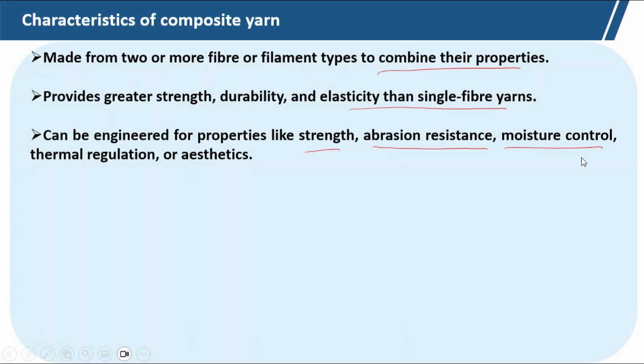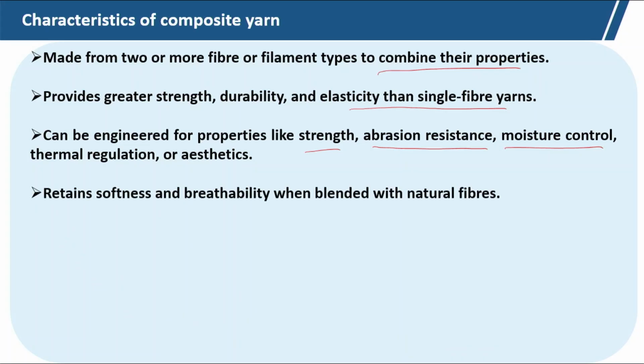Suppose we want to create a very high strength soft material. Then we should use a very strong filament at the core and a softer fiber like cotton at the sheath. So, that type of engineering we can do in the yarn structure, and it is widely used for protective textiles.